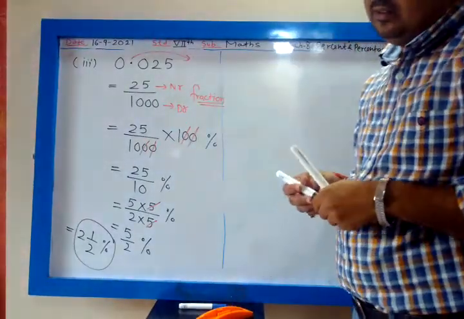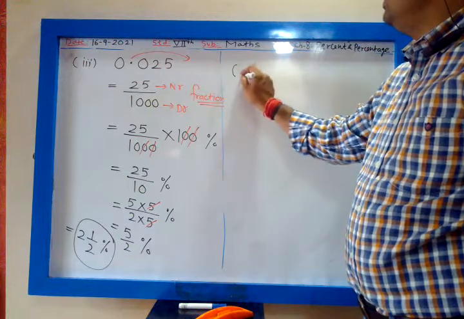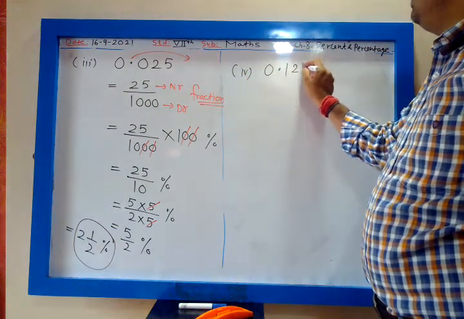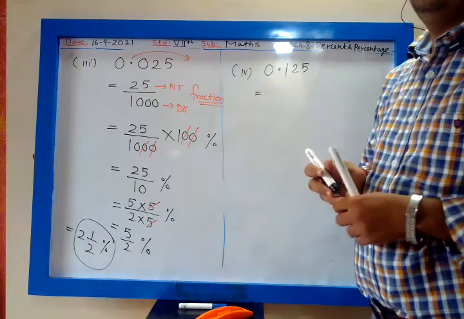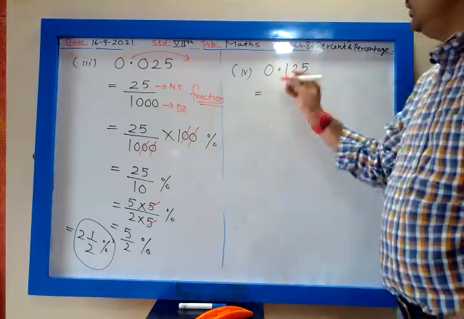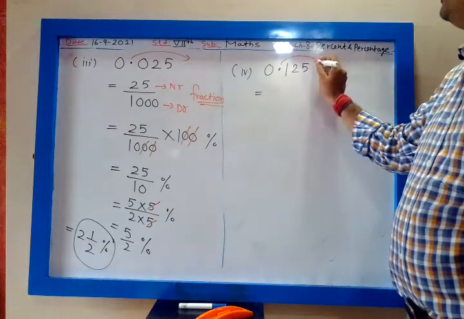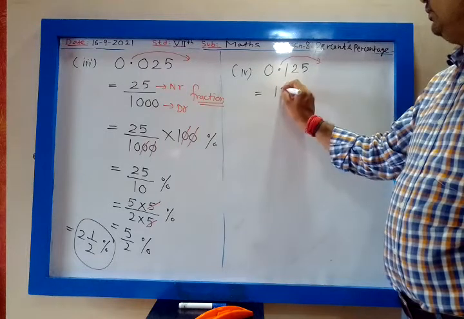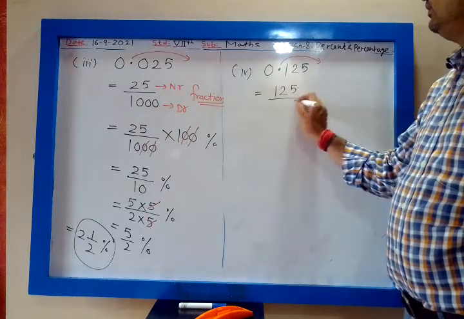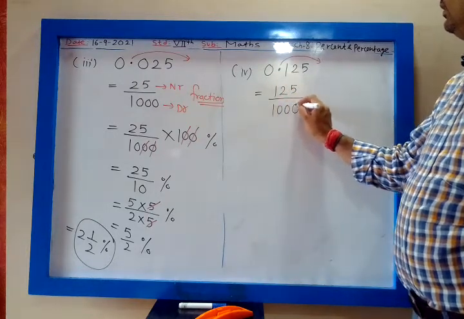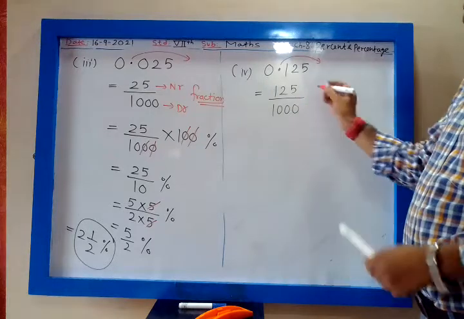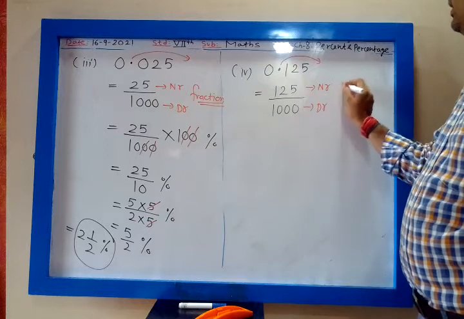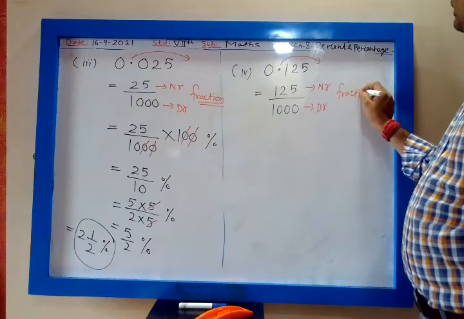Fourth one, 0.125. Convert this decimal into fraction. So, remove the decimal. So, this is 125 upon 1000. 125 is my numerator, 1000 is my denominator, so 125 upon 1000 is a fraction.